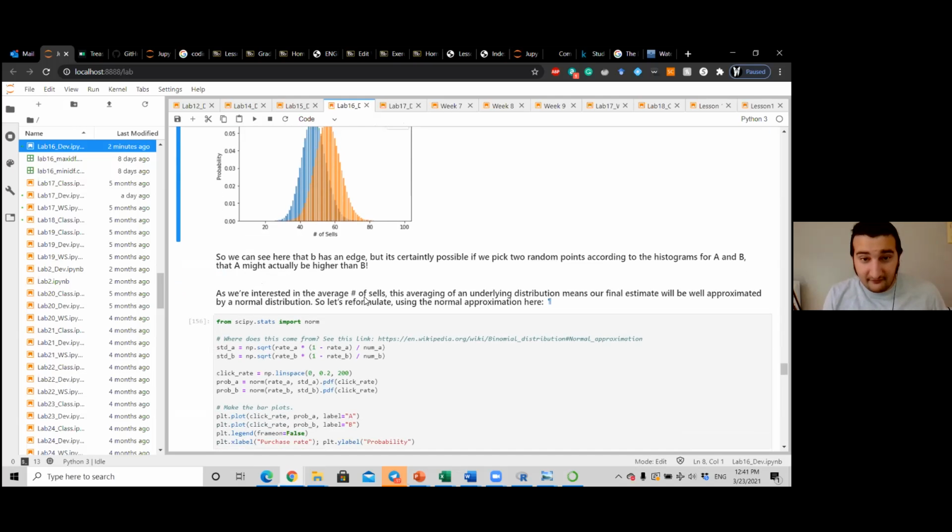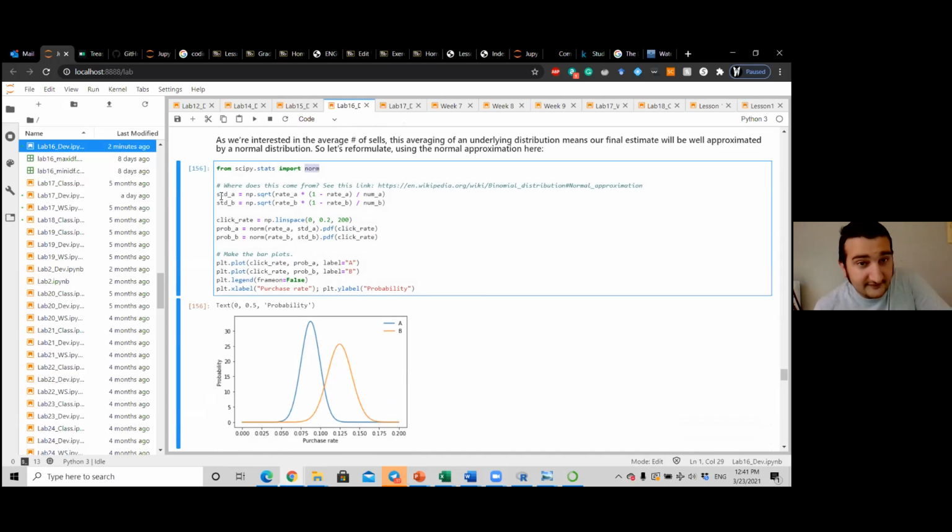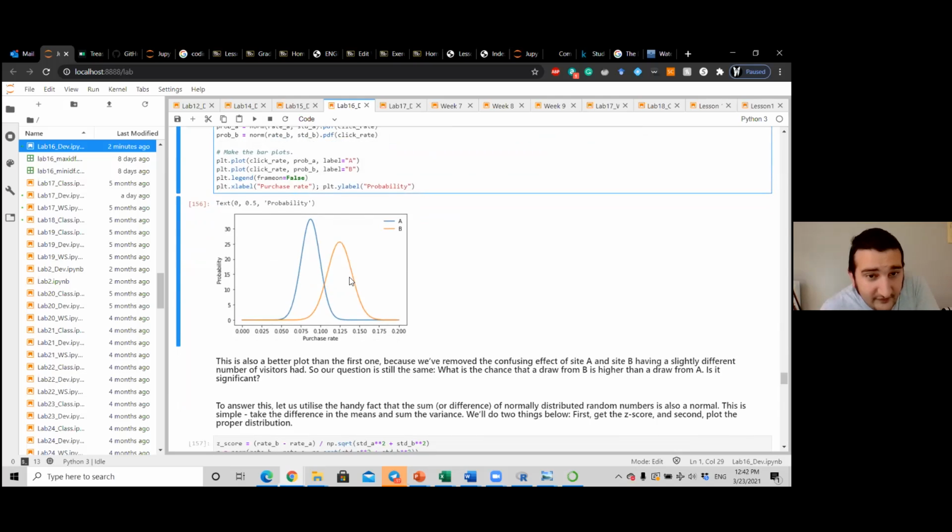As we are interested in the average number of cells, this averaging of an underlying distribution means our final estimate will be well approximated by a normal distribution. So let's reformulate using the normal approximation here. I'm going back to the norm function, and I'm calculating the standard deviation. You can go and check what is happening in this code on the Wikipedia page, but I will end up with these two. So I converted the binomial distributions to normal distributions here. Now I have A and I have B.